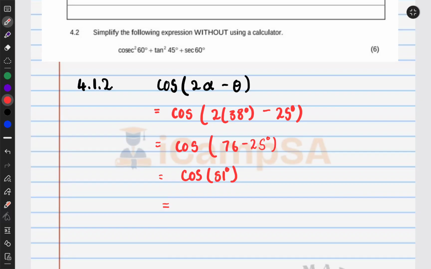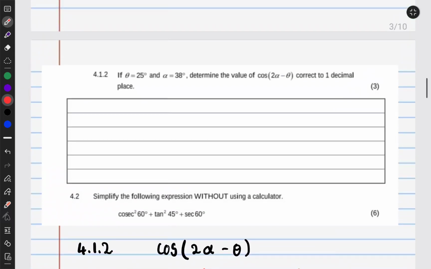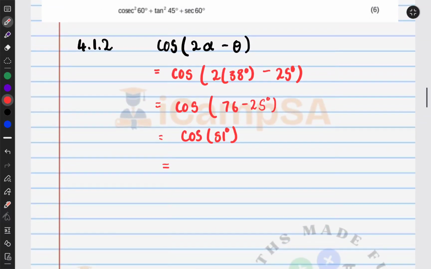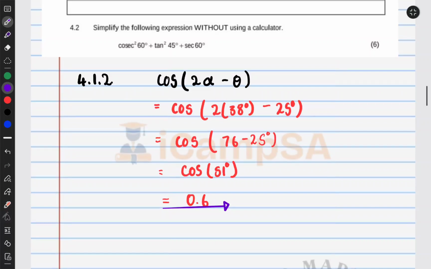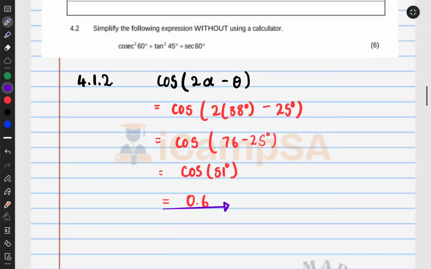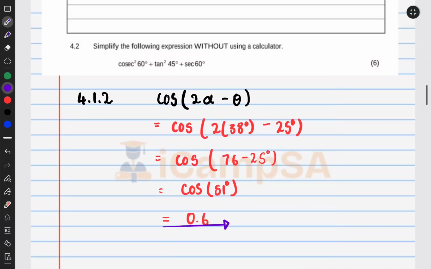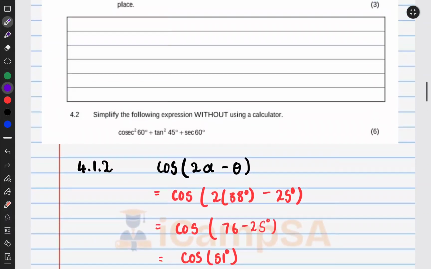Cos 51 is going to be, to one decimal place, 0.6. It makes sense for the ratio of cos 51 to be positive, because 51 is in which quadrant? 51 is in the first quadrant, and all trigonometric ratios are positive in the first quadrant.